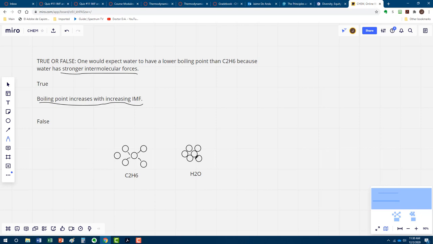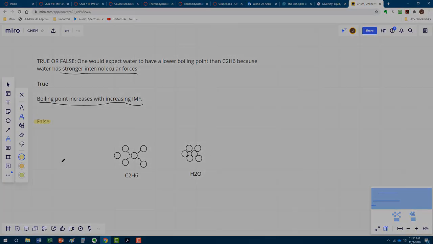And as you can see, if they are more closely packed, you're gonna need more energy to move them apart from each other. And therefore, you're gonna be able to accomplish that at a higher temperature. That's why the boiling point increases with increasing molecular forces. And that's why then the answer here is false.